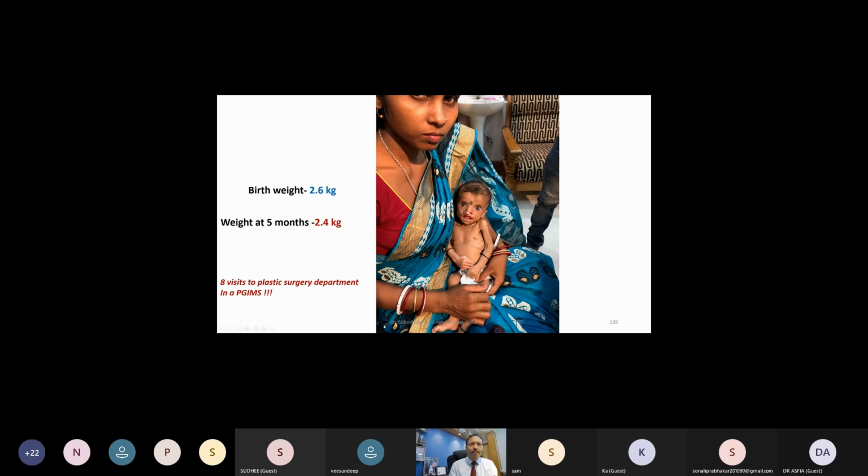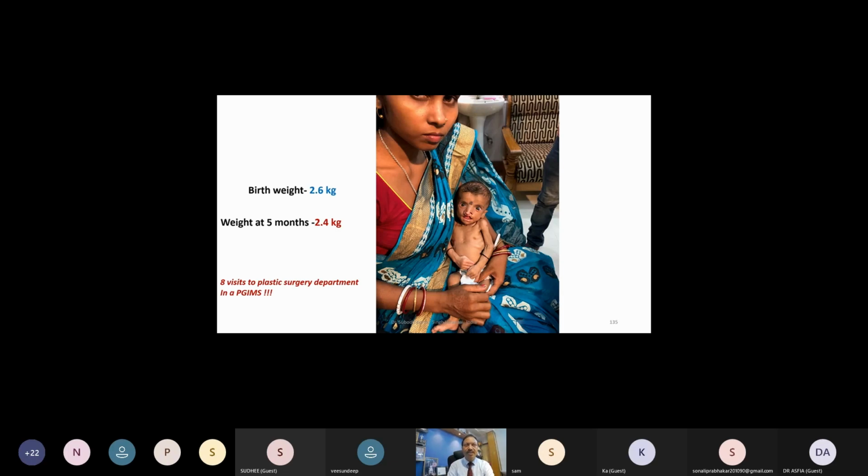This baby came from West Bengal to my hospital. His birth weight was 2.6 kgs. When he came at 5 months of age, his weight was 2.4 kgs. What is important is that the parents visited a postgraduate department of plastic surgery in a postgraduate institute of medical sciences in that state, not once, 8 times. And every time they were told that they should come back when the child is healthy.